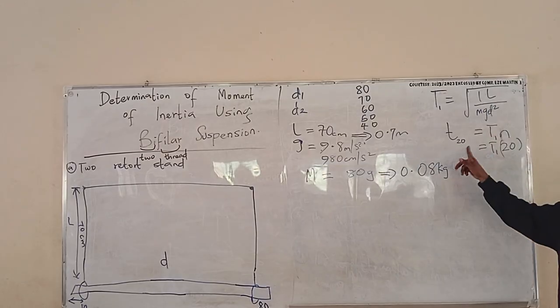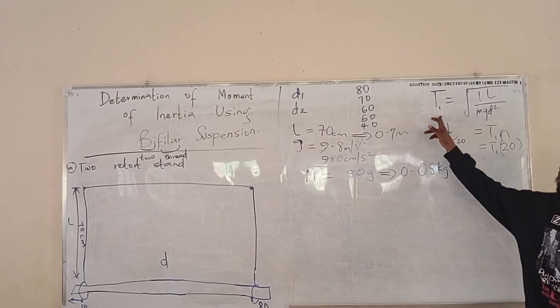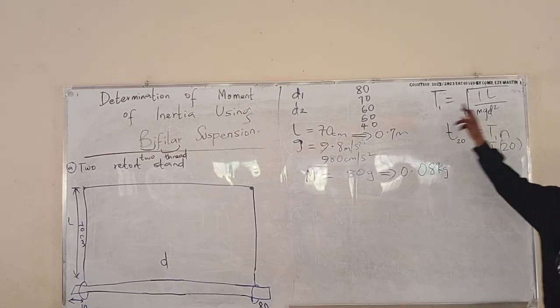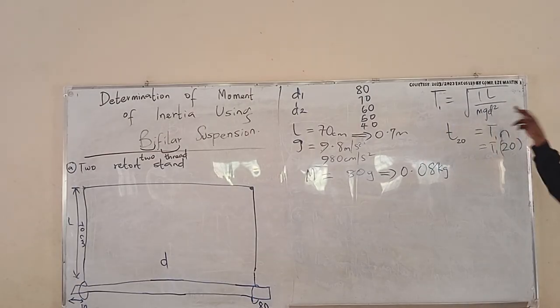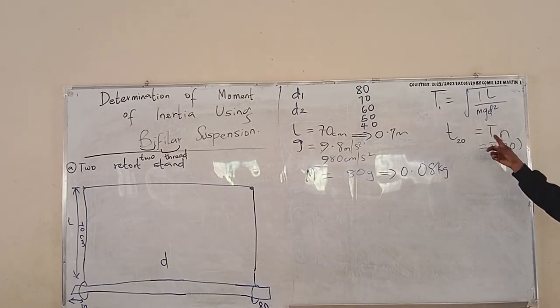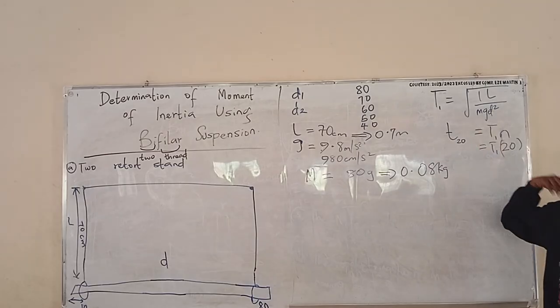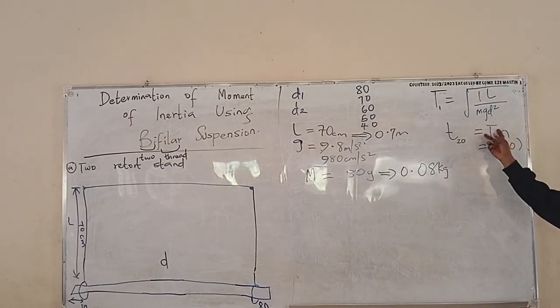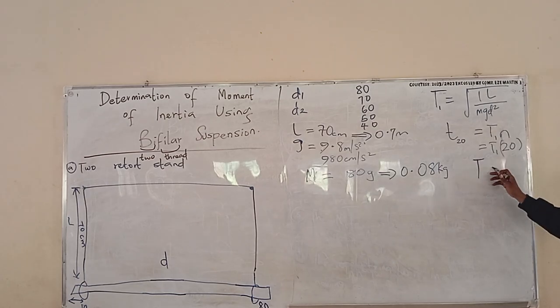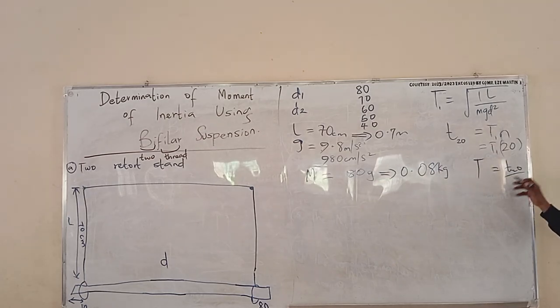This one is time for 20 oscillations. This one is time for one oscillation. This is the one you call period. It equals this formula for this practical. But for 20 oscillations, it is simply time for one oscillation times the number of oscillations. So in a situation where I don't know these two, I could have said let me use this one to find this. That means the period is also T20 divided by the number of oscillations, that is time for 20 oscillations divided by the number. But since I don't have these two, it simply means I need to do this practical.